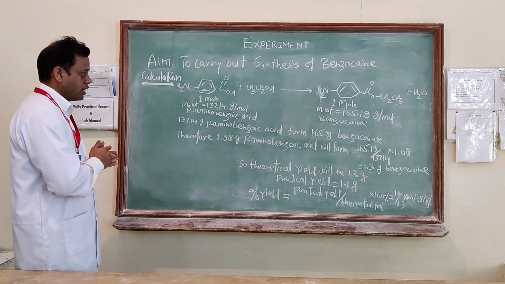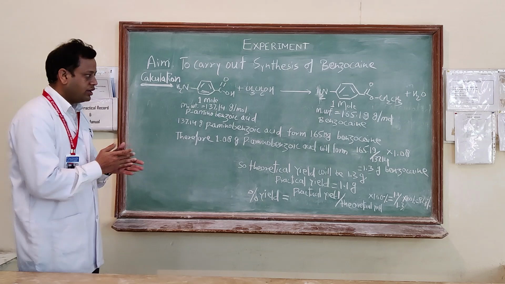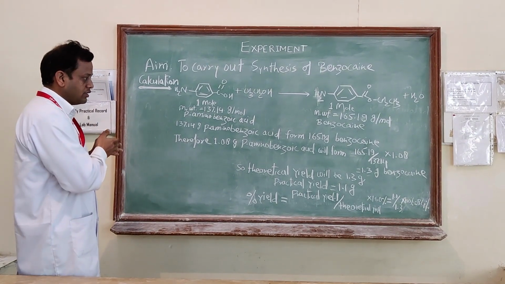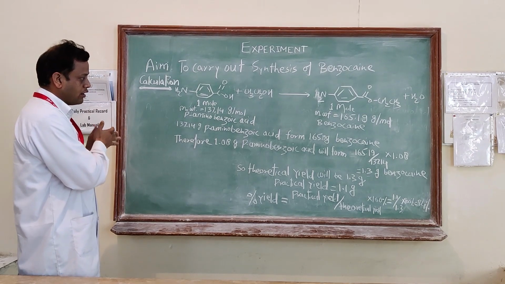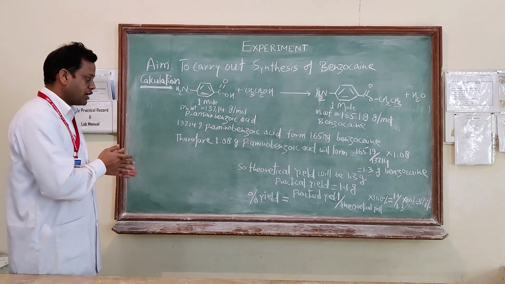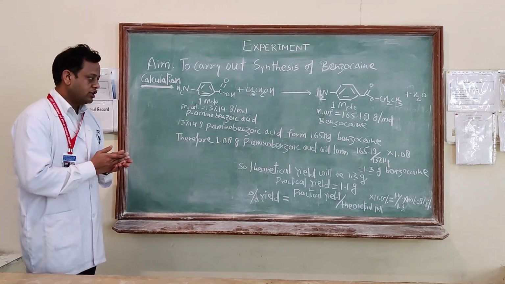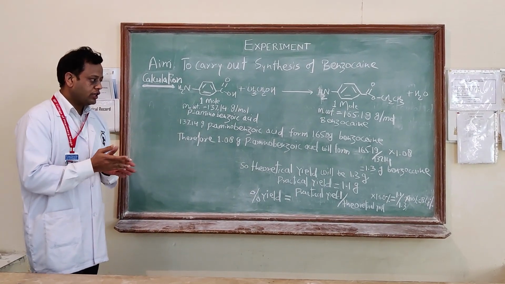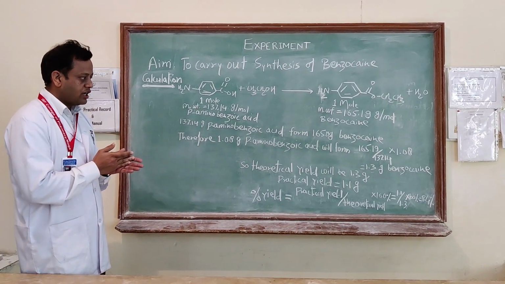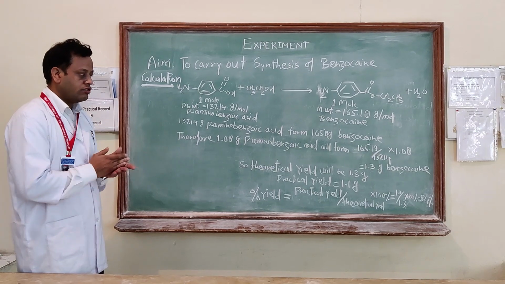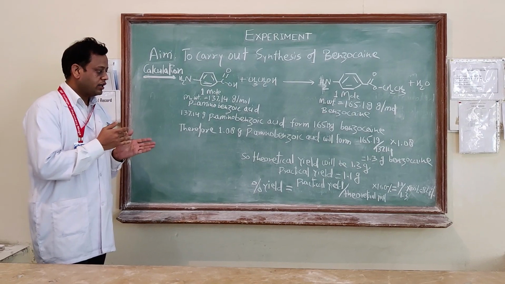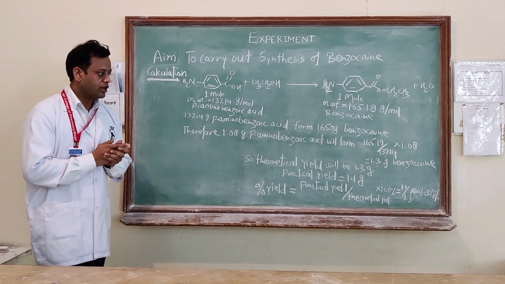So therefore, the theoretical yield will be 1.3 gram, and the practical yield, that is the actual yield determined after the synthesis of the compound, is 1.1 gram. So we can calculate the percentage yield, that is equal to practical yield upon theoretical yield into 100. So 1.1 upon 1.3 into 100 is equal to 84%. So 84% is the practical percentage yield of benzocaine.